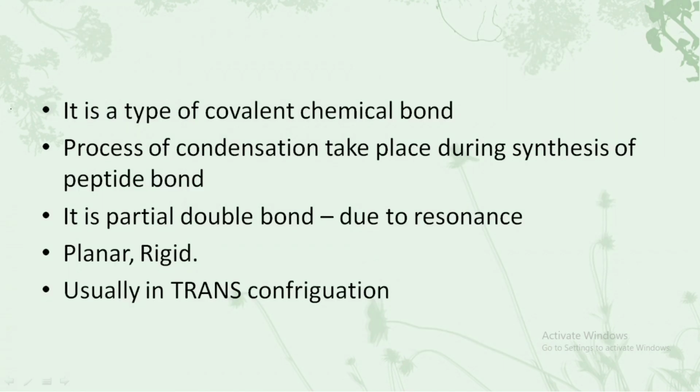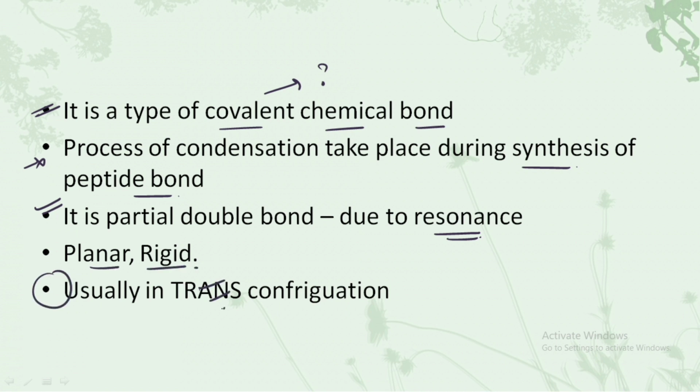Now let's talk about the various properties of the peptide bond. The first property is that it is a type of covalent chemical bond. So what is a covalent bond? I have already discussed the various types of bonds in detail in a previous video itself. I'll put the links of the same in the description box. The process of condensation takes place during the synthesis of the peptide bond. It is a partial double bond. Why is it a partial double bond? Due to resonance. It is planar and rigid, and it usually occurs in trans configuration.